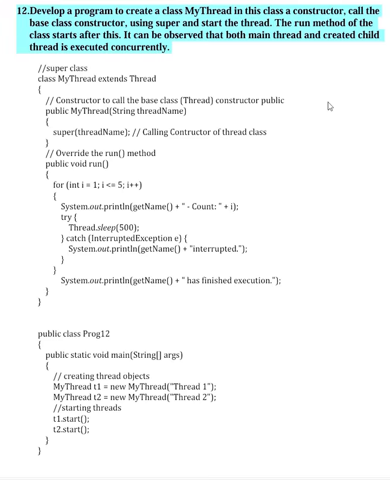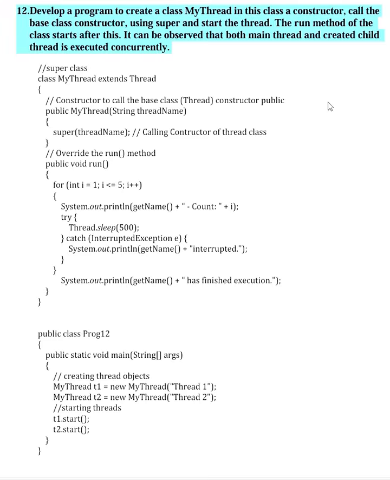And the run method. This method contains the code that the thread will execute. When start is called, Java automatically calls the run method. And the for loop: for (int i = 1; i <= 5; i++). The loop runs 5 times. Each iteration prints the thread name and count. The getName function returns the name of the current thread and prints output like thread1 count 1, thread2 count 1.